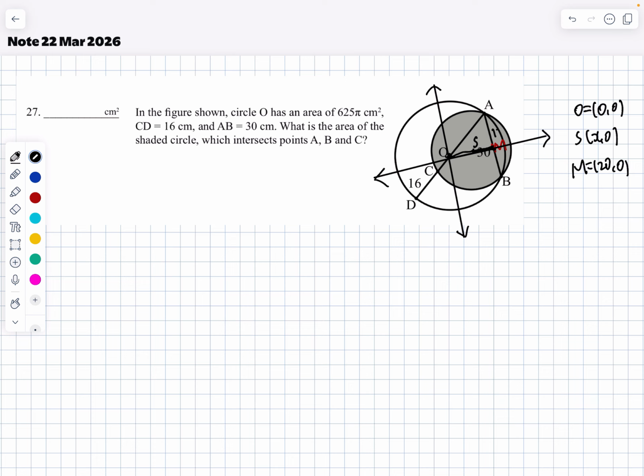But we know M is (20, 0) because AM is half of AB, which is 30 centimeters, so 15 centimeters, and OA is 25 because the area of circle O is 625 pi, so OD equals OA, which is 25. Using the Pythagorean theorem, we know OM is 20, which concludes M is (20, 0) and then A is (20, 15).